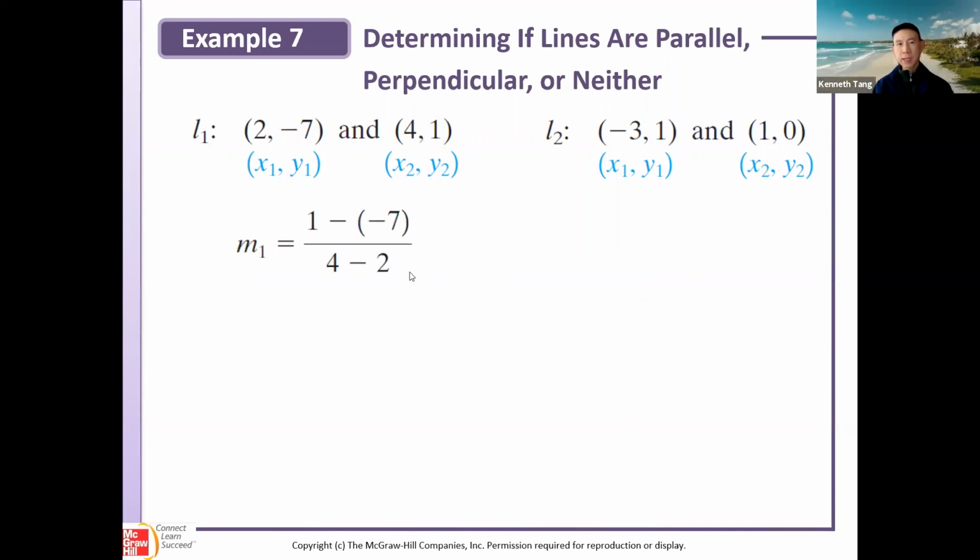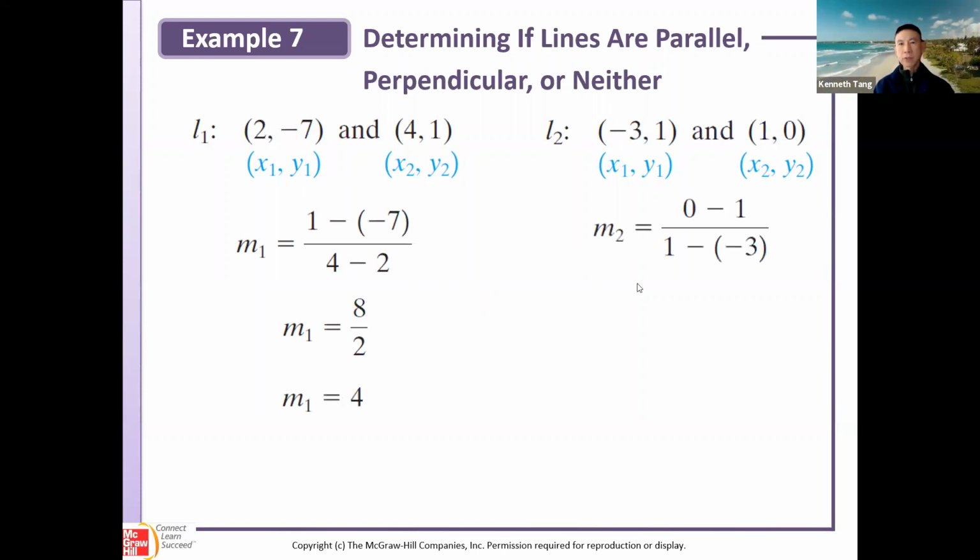For the first line, I'm substituting change in y over change in x, so y2 minus y1. As you can see, the numerator is 1 plus 7, and you get 8/2. You do the same thing for m2. When you simplify that, you get m1. Now let's look at m2. Do the same thing, change in y over change in x, and when you simplify that, you're going to get -1/4.